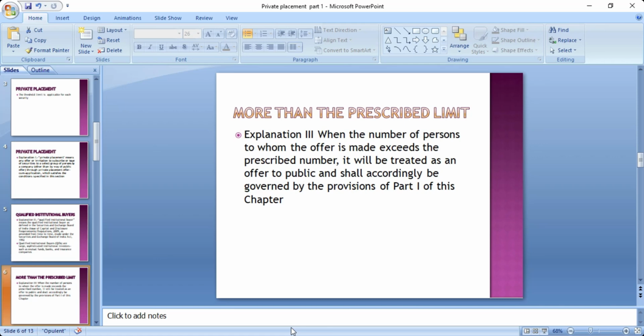Explanation 3 of Section 42. When the number of persons to whom the offer is made exceeds the prescribed number, it will be treated as an offer to the public and is accordingly governed by the provisions of Part 1 of this Chapter. Suppose the company has made an offer to more than 200 persons in a financial year for equity shares, then it will be treated as a public offer. Then they have to comply with all the public offer listing agreement requirements as per the SEBI provisions, everything they have to comply with.